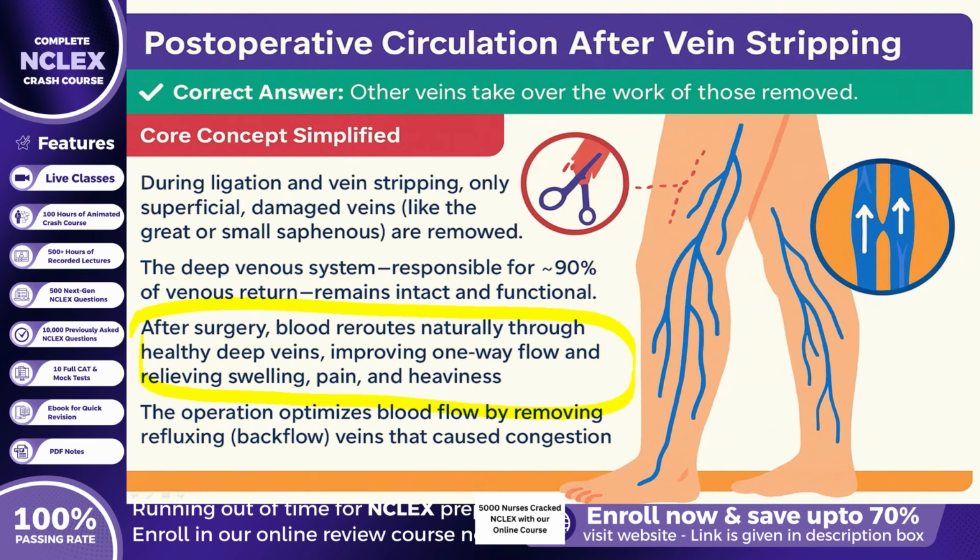Now, looking at option A, the suggestion that arteries can function as veins is incorrect, because arteries and veins serve opposite purposes and have completely different structures. Arteries carry oxygenated blood under high pressure away from the heart, while veins carry deoxygenated blood under low pressure back to the heart, using valves to prevent backflow. They cannot replace one another due to these anatomical and physiological differences.